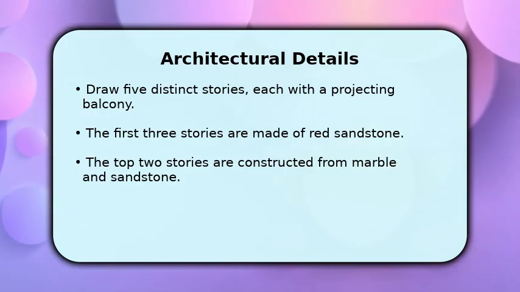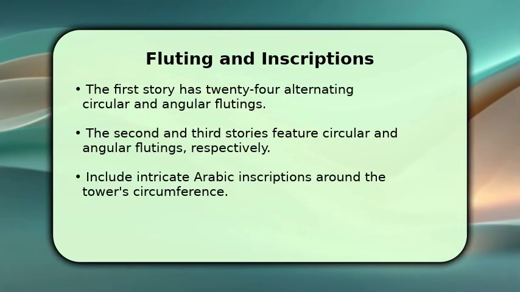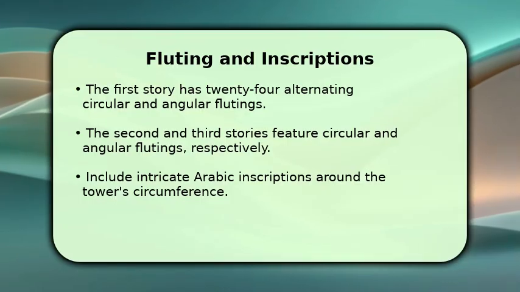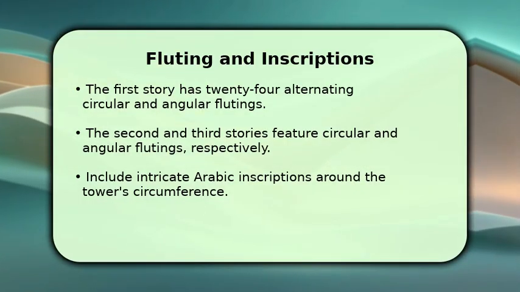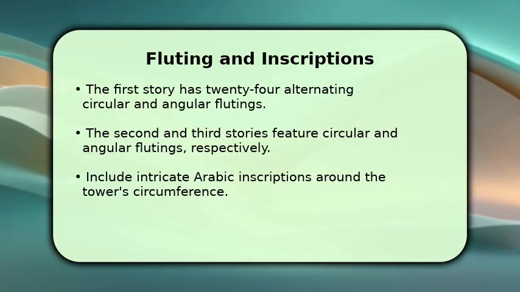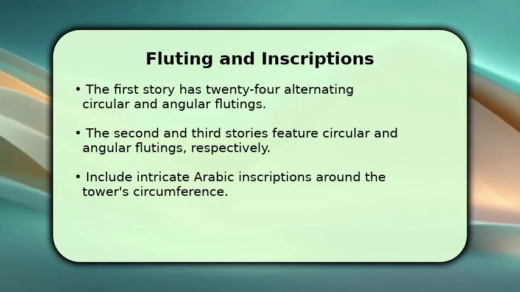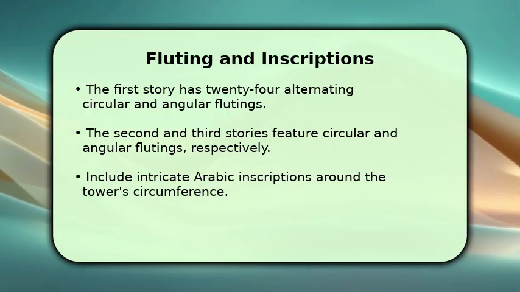The upper 2 stories, however, showcase a beautiful blend of marble and sandstone, adding a striking contrast to the monument's facade. Moving on to the intricate textures and messages. The first story of the Qutub Minar is uniquely characterized by 24 alternating circular and angular flutings, creating a dynamic visual pattern. The second story exclusively displays circular flutings, while the third story features only angular ones.